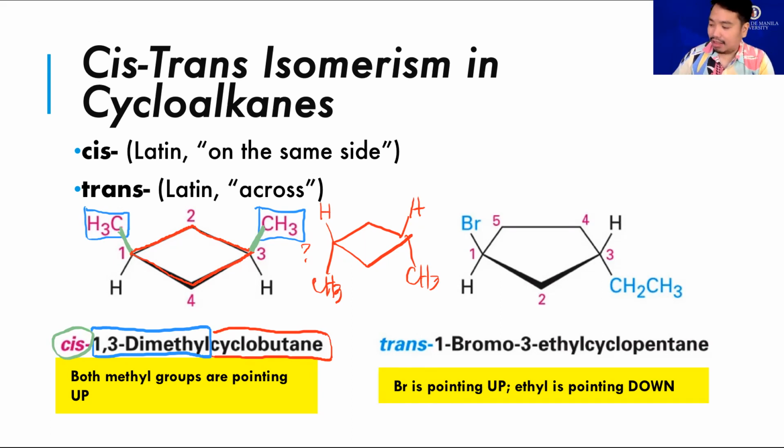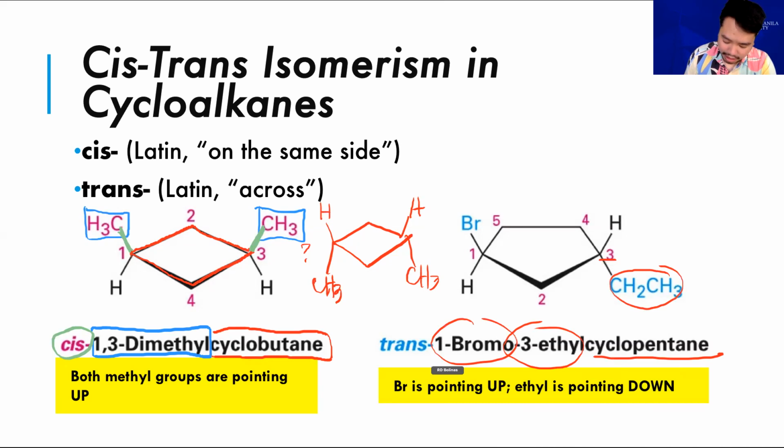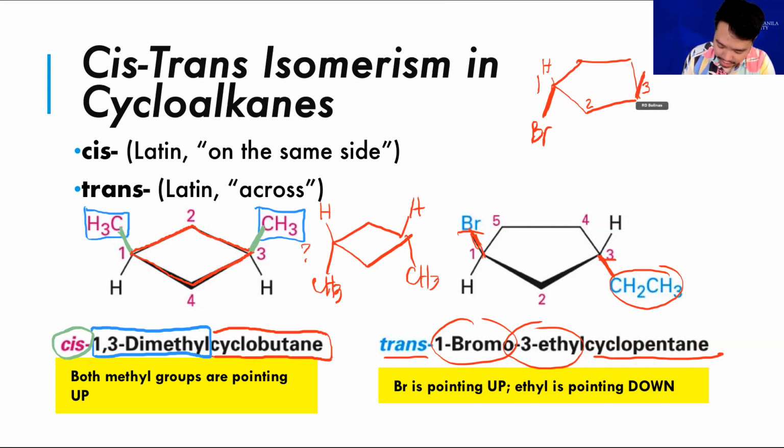Okay, the second one, I'll leave that for you. What does it mean to be trans-1-bromo-3-ethylcyclopentane? So cyclopentane parent chain, 3-ethyl, carbon 3 has an ethyl, carbon 1 has a bromine, trans, one going up, one going down. What if I make the bromo going down? So if I have this, if I make the bromo going down, where will the ethyl be? On carbon 3, still, dapat going up.